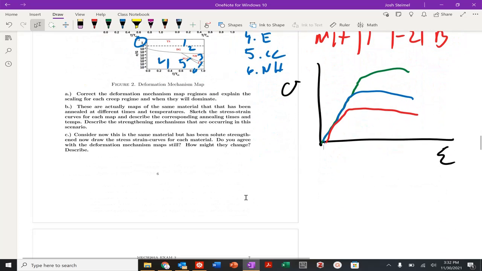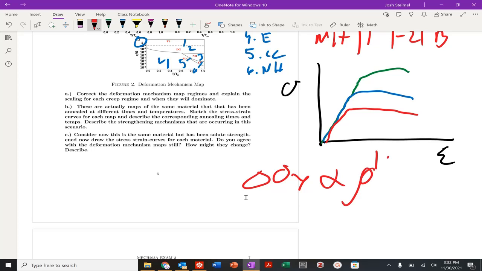So there's 2 strengthening mechanisms that are occurring here. Obviously if we are annealing, we are changing 2 things. We're changing our work hardening, our density of dislocations. As we anneal, we decrease the density of dislocations, and additionally, our grain size. As we anneal, we increase our grain size. So those are the 2 strengthening mechanisms that are occurring.